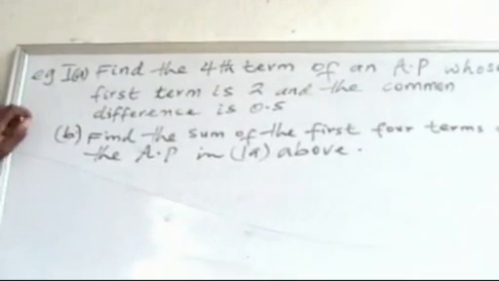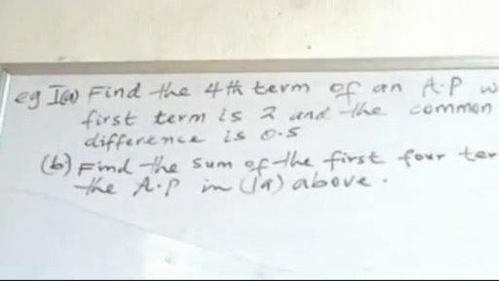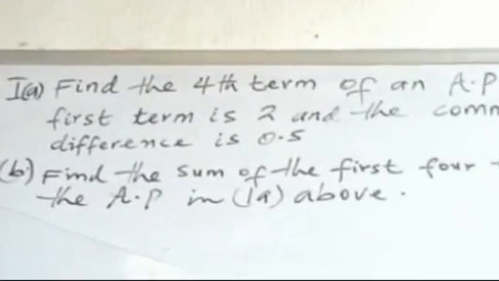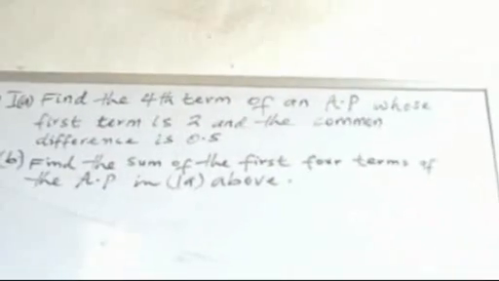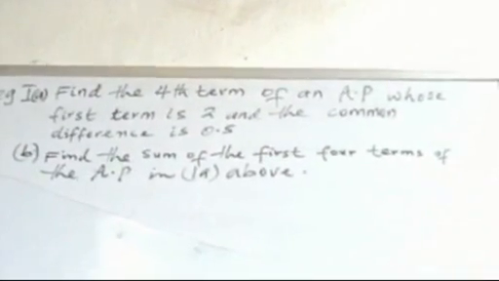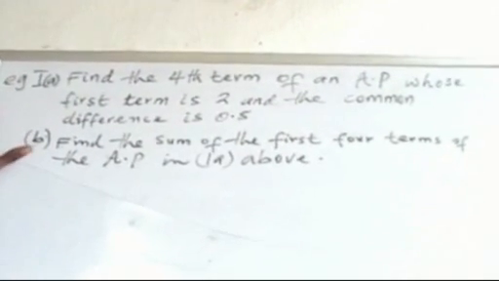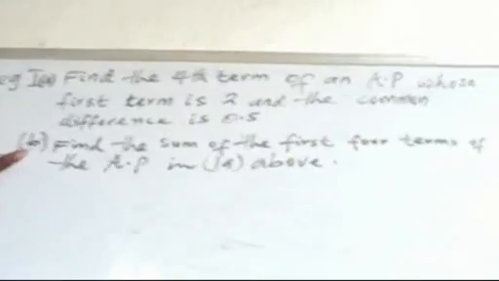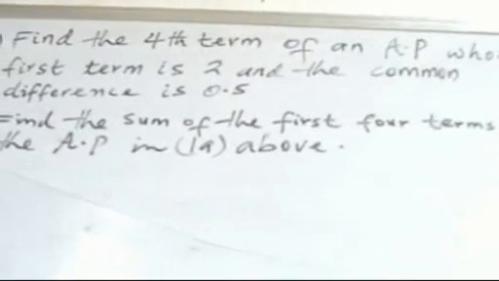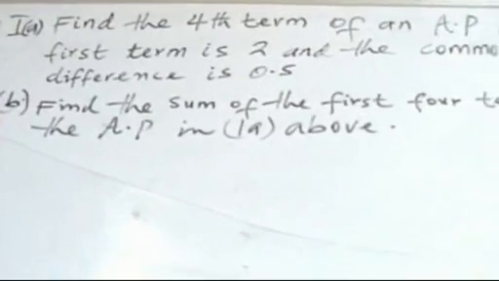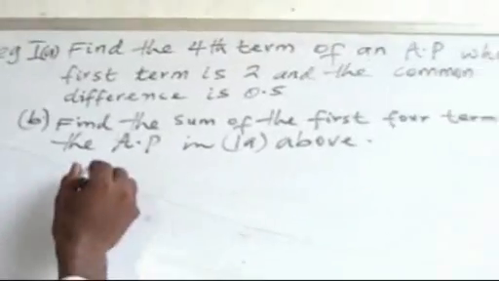Take a look at the example we have on the board. A, find the fourth term of an AP whose first term is 2 and the common difference is 0.5, and B, find the sum of the first 4 terms of the AP in question 1a above. Solution.